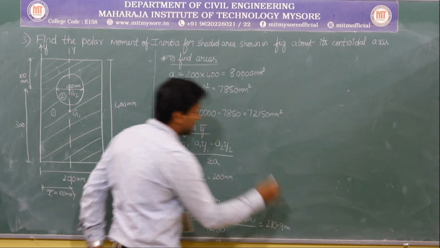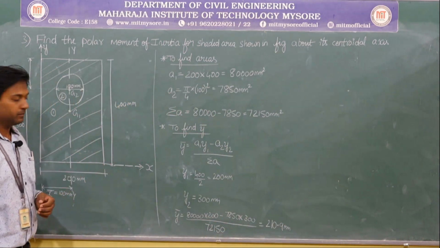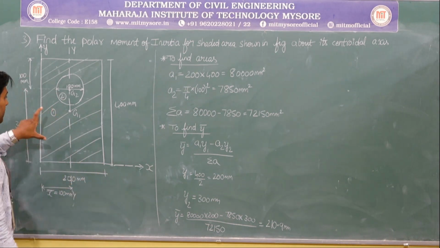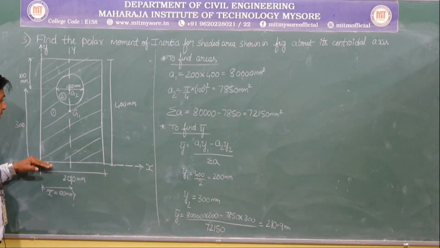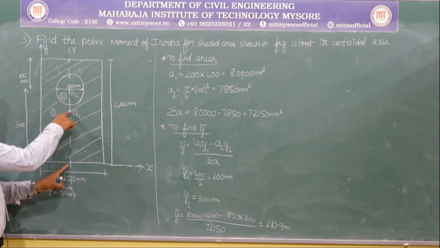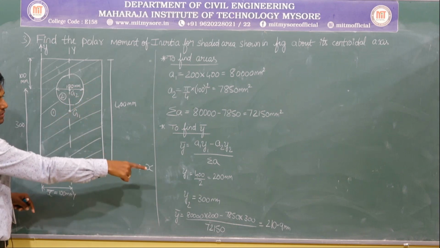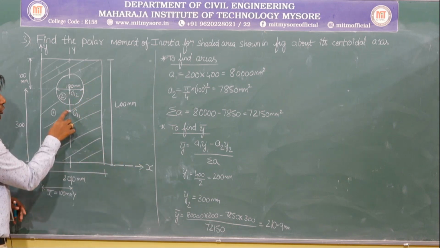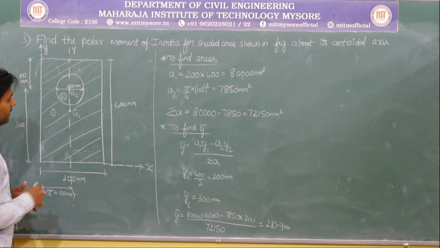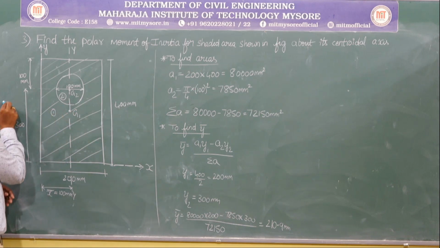Let me mark this value in the main diagram. y bar means the vertical distance, so from the reference axis, let me mark 210.9. Total is 400, half of it is 200, but the value that I want is 210.9, so it is somewhere exceeding this point.